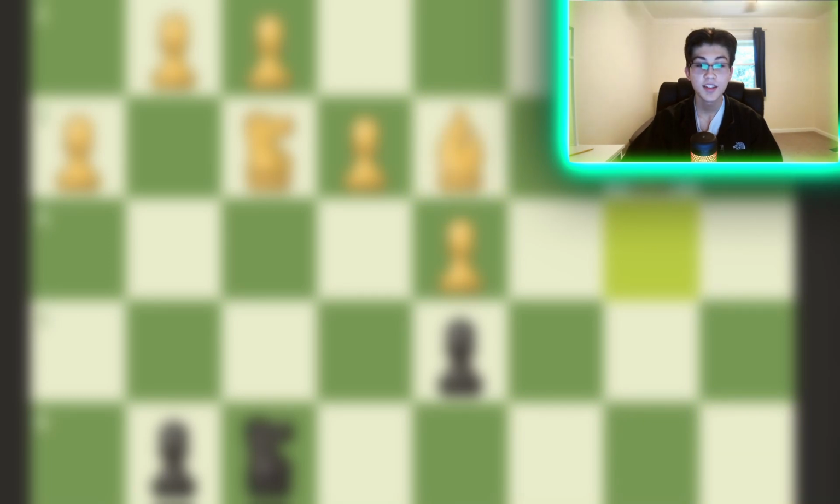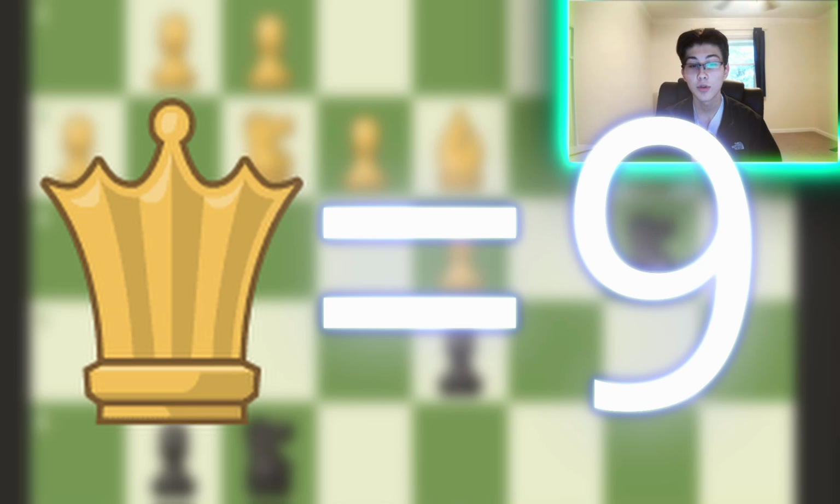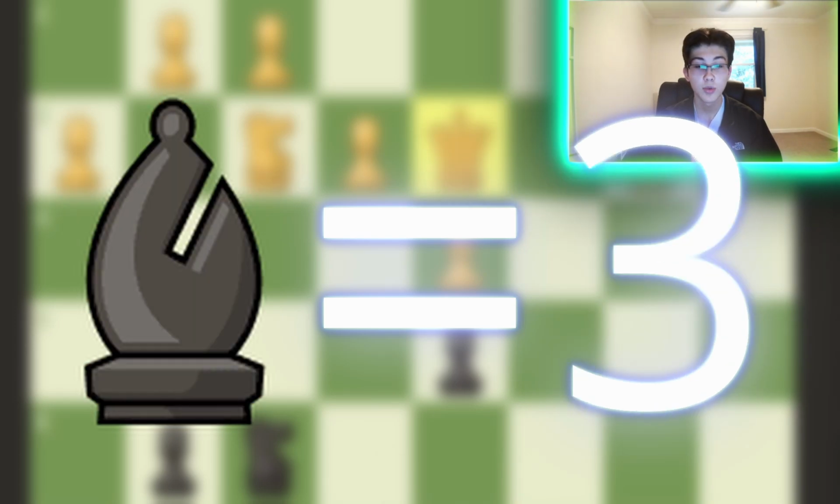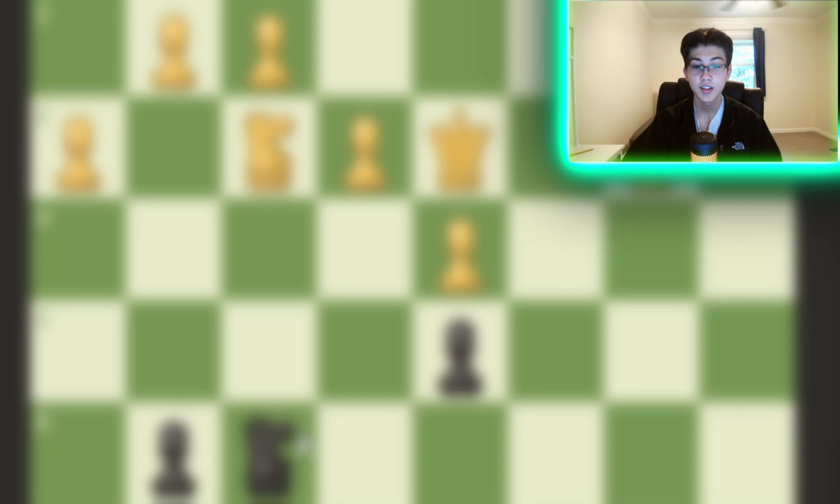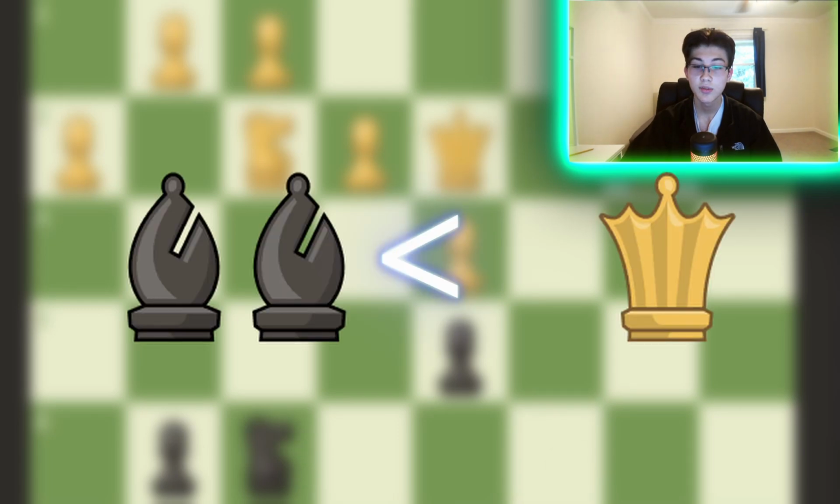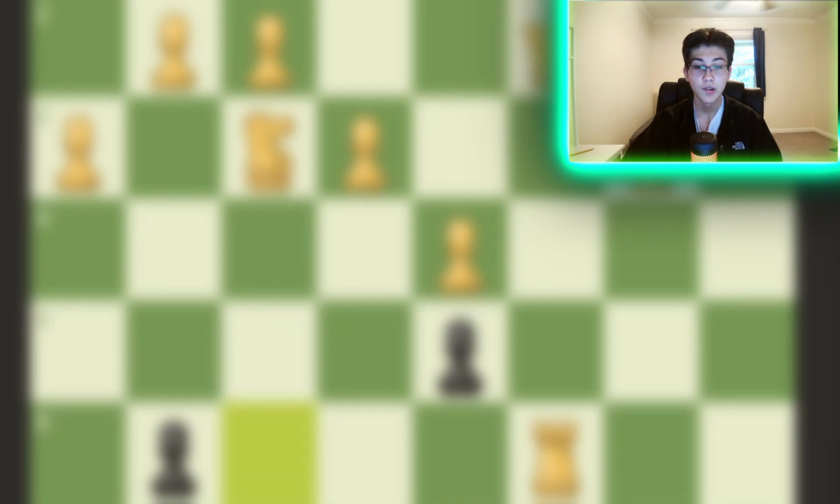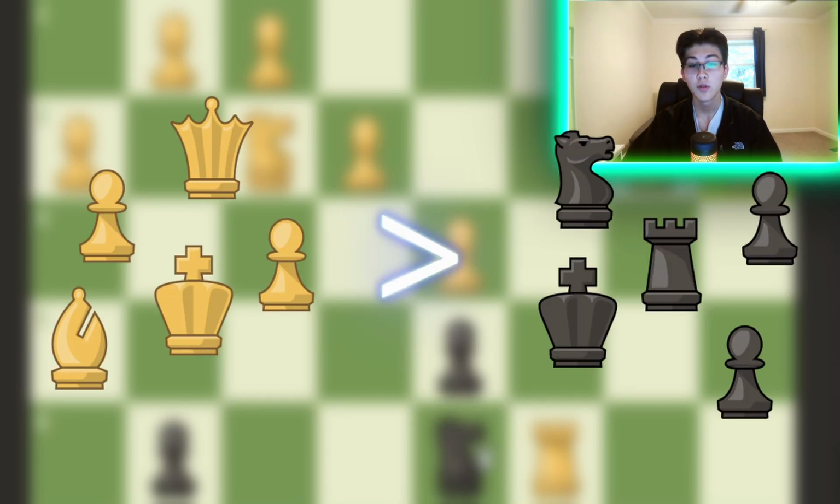Alright, so in this example, the trade is actually bad for you. The queen is worth 9 points, and each bishop is worth 3 points. 3 plus 3 equals 6, meaning you would lose 9 points of material and only gain 6, which is bad because we want to have a lot more points than our opponent. Remember, the value of each piece is based on its power, so if the value of all of your pieces put together is higher than the value of all of your opponent's pieces put together, that means your pieces are more powerful, which will help you win the game easier.